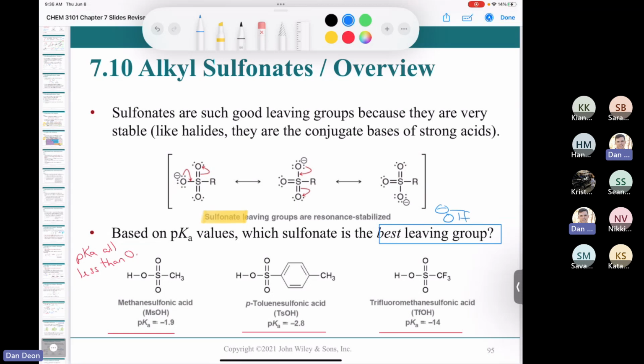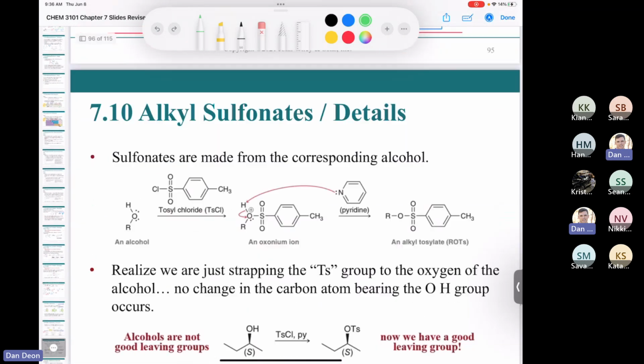In fact, you're probably looking at this and going, man, this is stronger than sulfuric acid. And you're absolutely right. It is more acidic than sulfuric acid. But if you remember in the last slide, I said the one that we use the most is this one, paratoluene sulfonic acid. The reason why is that this is a solid at room temperature. This molecule is a solid, and so it's much easier to work with. You can just weigh it out on a balance.